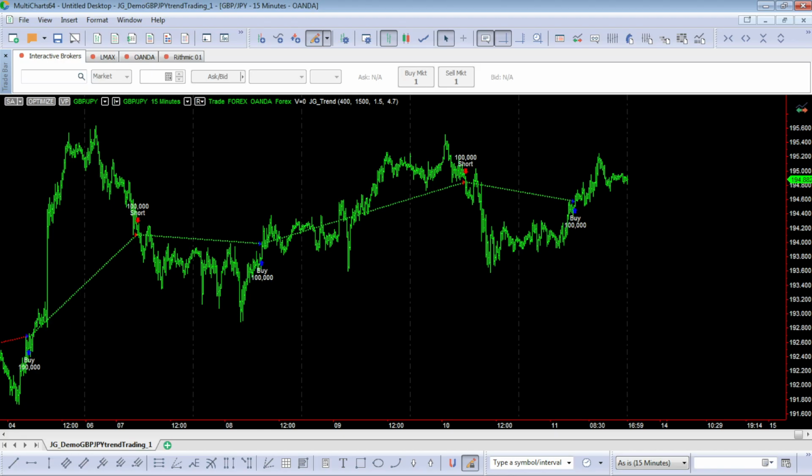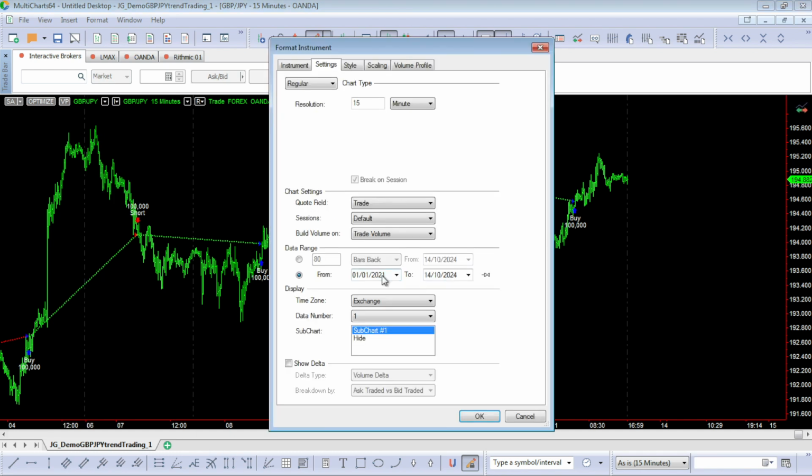Let's go and have a look at some trades on the chart, and of course, let's have a look at the performance report. I have this strategy programmed into MultiCharts. MultiCharts is the software which I use to develop strategies, test strategies, and then eventually automate the trading as well. The first chart we're looking at is using data from the 1st of the 1st, 2021.